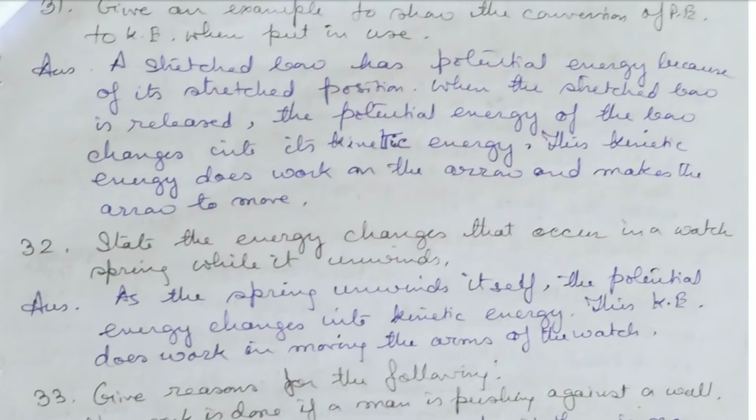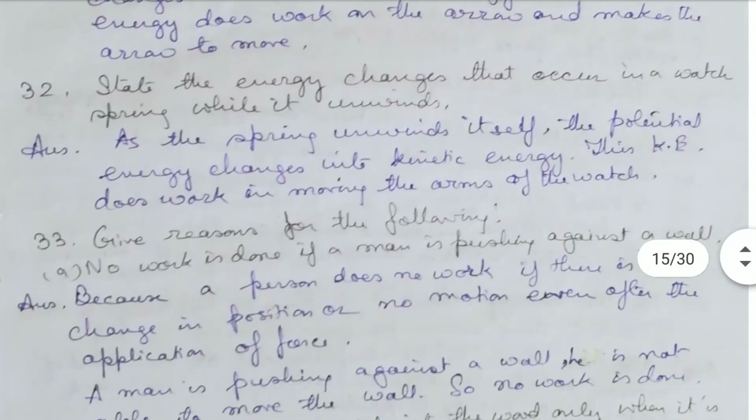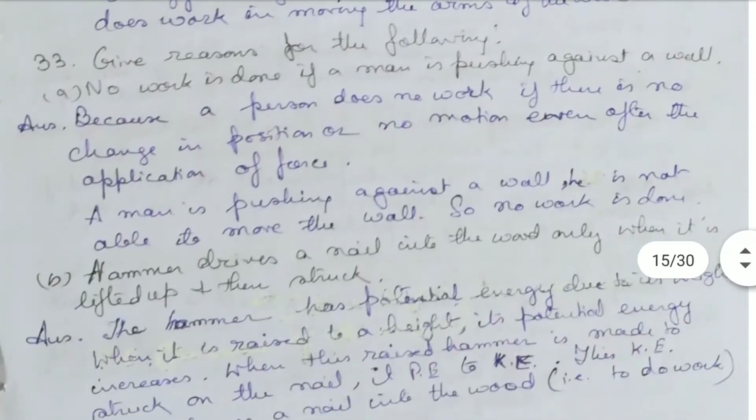Next question: state the energy changes that occur in a watch spring while it unwinds. As the spring unwinds, the potential energy changes into kinetic energy. This kinetic energy helps in moving the arms of the watch. Now give reasons for the following.